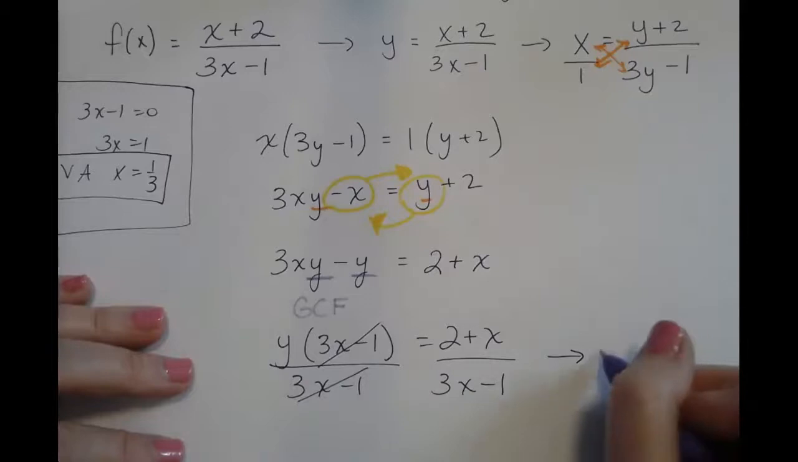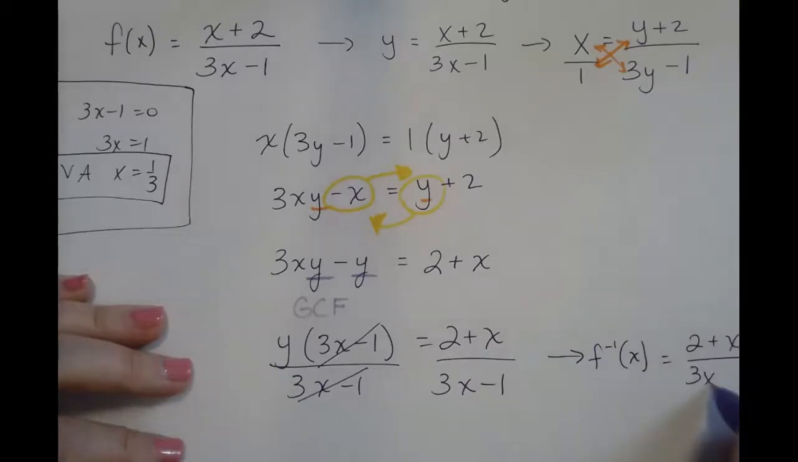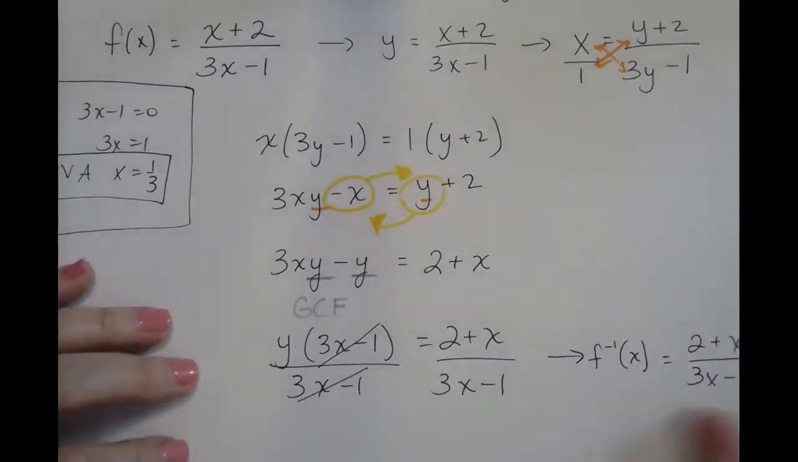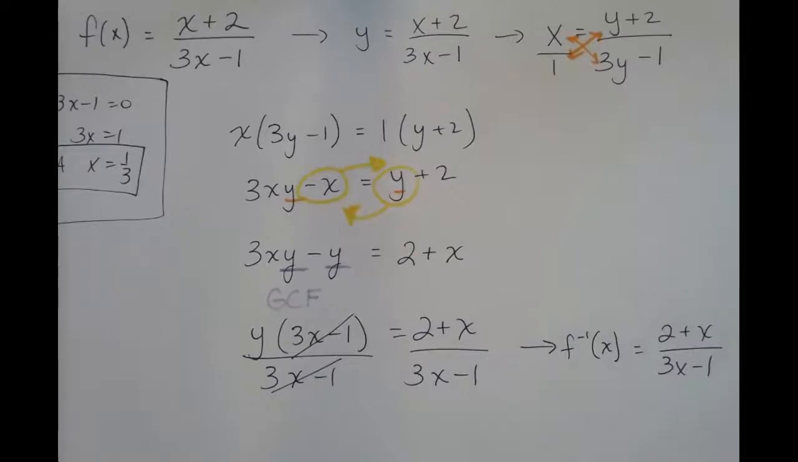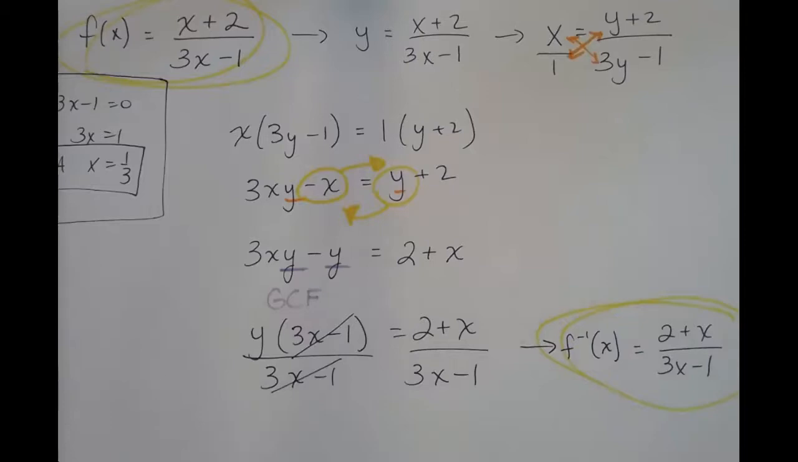Last step, of course, is to use inverse notation. So f inverse of x equals 2 plus x over 3x minus 1. Now, what you need to do now is compare the given function to the inverse function.